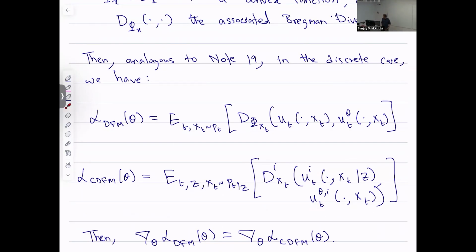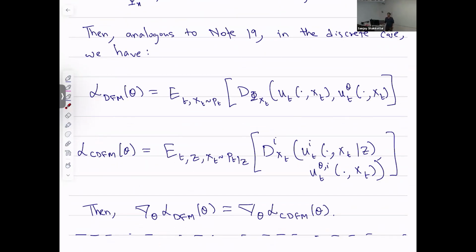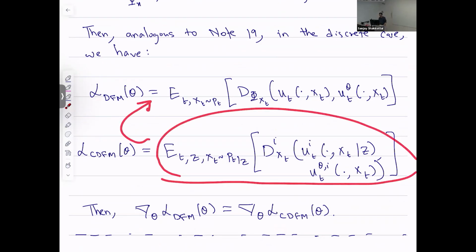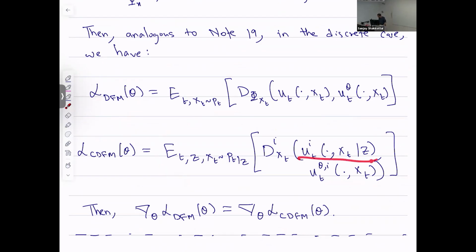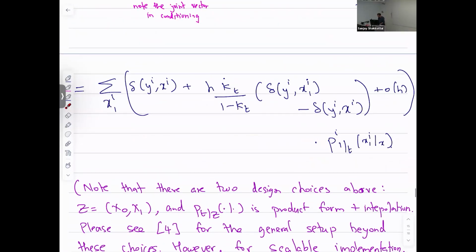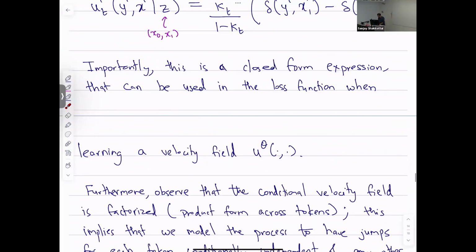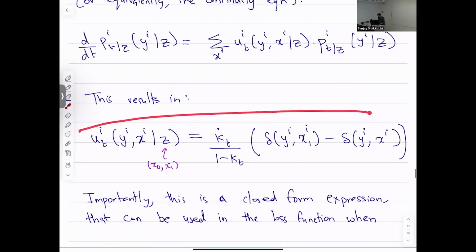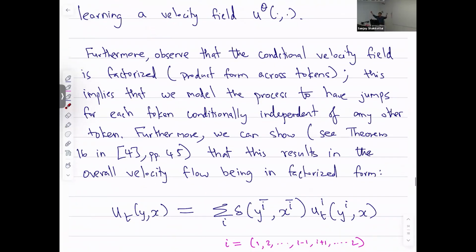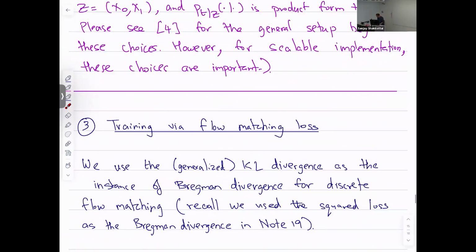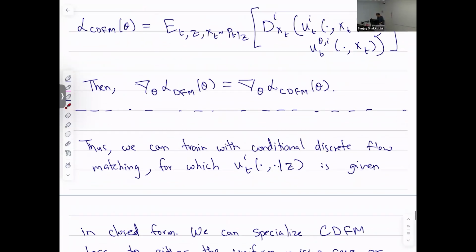And not surprisingly, these two have the same property. Therefore, you can use this to train for this. And this one we saw has a closed form expression. We went through this thing here. We saw that because of the straight line interpolation, because both endpoints are fixed, you're in business.